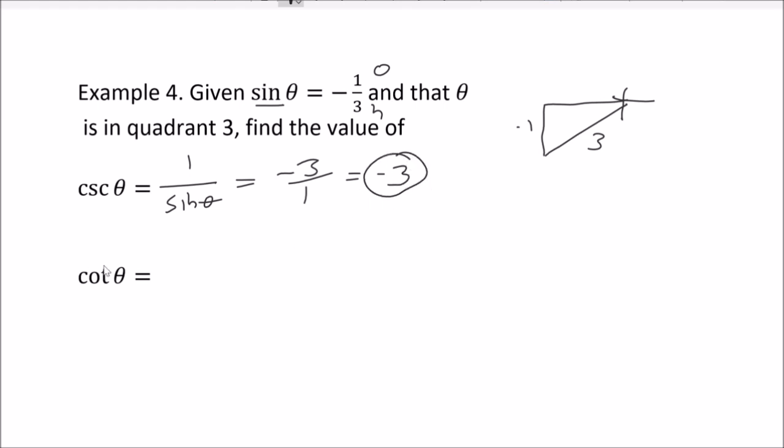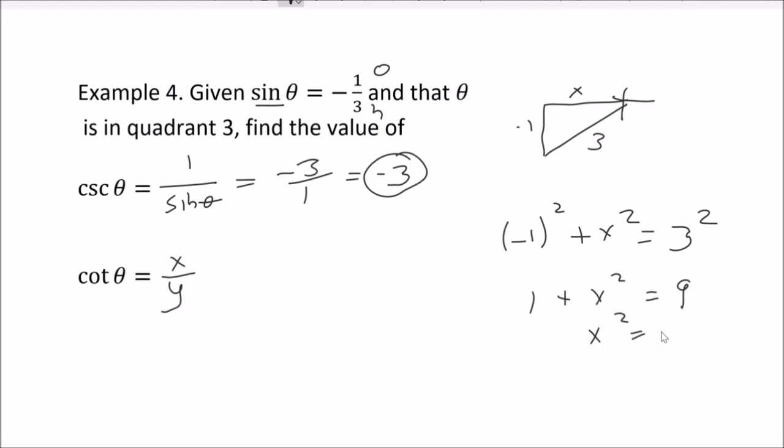What about cotangent? Cotangent's the flipped version of tangent. Tangent's y over x, so this is x value over y value. So let's see, do I know those? I know the y value. I don't know the x value yet, so let's figure that out. I'm going to call that x because it's the x value. And then it looks like we can use the Pythagorean theorem. So negative 1 squared plus x squared equals 3 squared. So I get 1 plus x squared equals 9, or x squared equals 8. We can square root that, and that simplifies out to 2 root 2 when you simplify the radical. So that's 2 root 2.